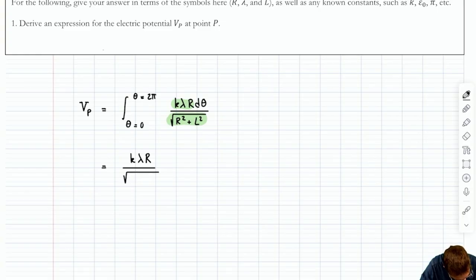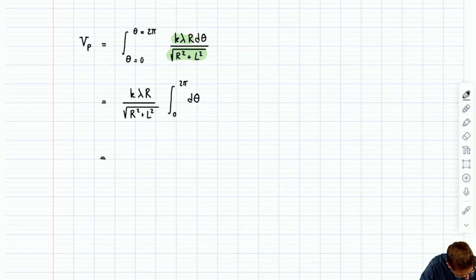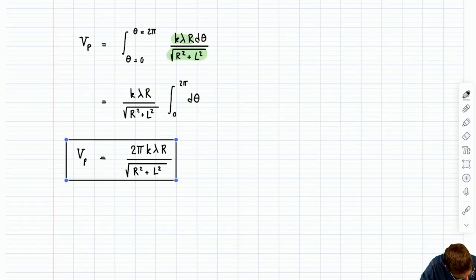So this is k lambda r over the square root of r squared plus L squared, times the integral from 0 to 2 pi of d theta. The integral of d theta is theta. Evaluate between the bounds, you're going to get 2 pi minus 0. So this is going to be 2 pi k lambda r divided by the square root of r squared plus L squared. That will be the net electric potential at point P.